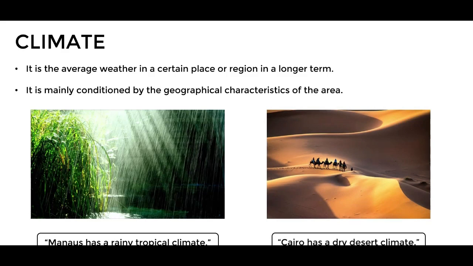Now, this does not mean that every day of the year will be like that. It only implies that those are the most common conditions in that region. So as we can see, weather refers to the specific atmospheric conditions at a given time and place, while climate refers to the typical or average atmospheric conditions of that place in the long term.